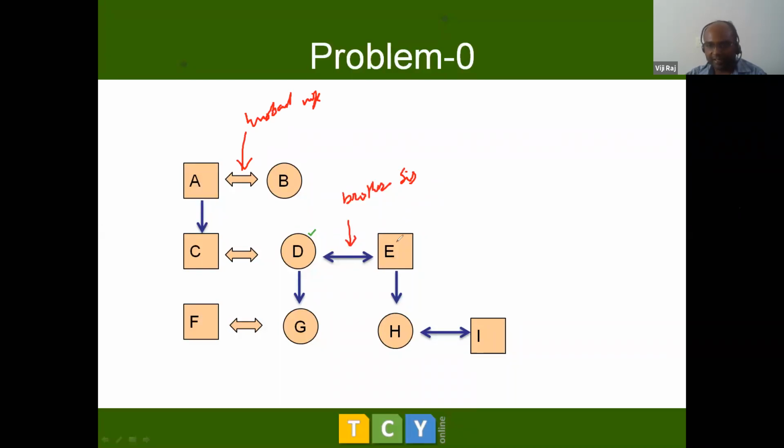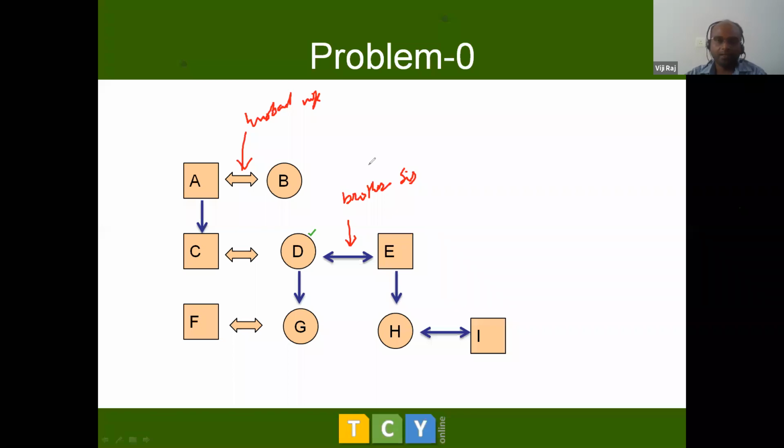So how is E related to G? E is the maternal uncle of G. Got it? Here we have to be specific, right? If the question just asks you if it is uncle, then you just write uncle. If it asks you whether it is maternal or paternal, then you have to write maternal uncle here.